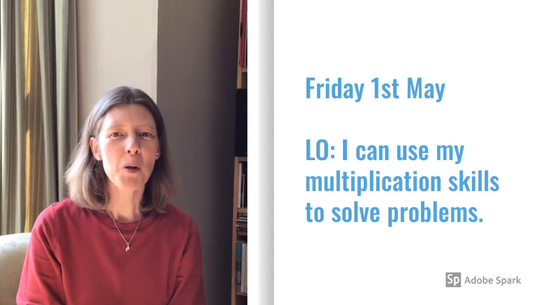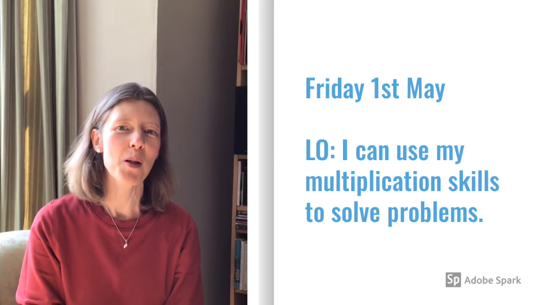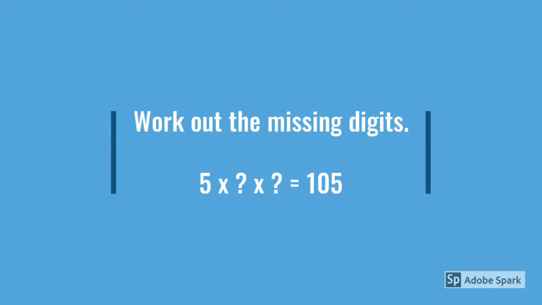Today we're going to be using multiplication skills to do some problem solving. So first we're going to read through the problem and it says work out the missing digits. 5 multiplied by something equals 105.